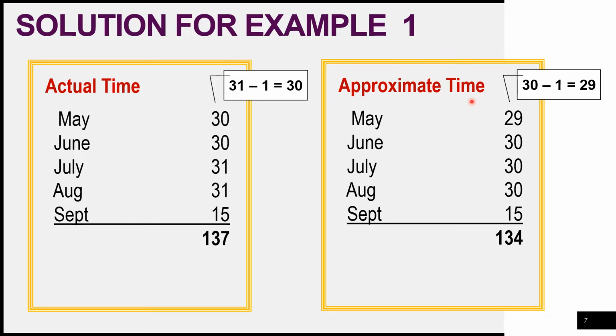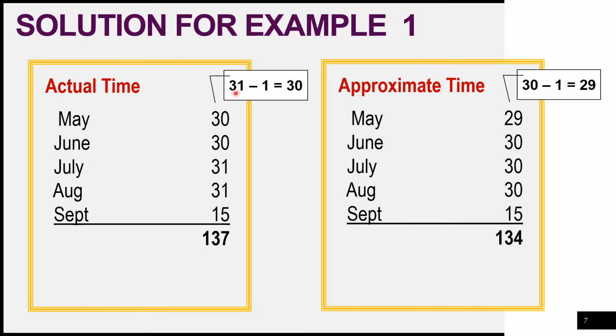Now, let us solve first for the actual time. In the actual time, all you have to do is list all of the months, beginning with the month on our first date, down to the month of our last date. In this case, we will be starting from May and we will end at September. For the actual time, we are going to consider the total number of days for the particular month. For the month of May, you know already that there are 31 days. Since in computing for the actual time, we are not going to include the first date or the origin date of the loan, therefore, we are going to subtract 1 from 31.